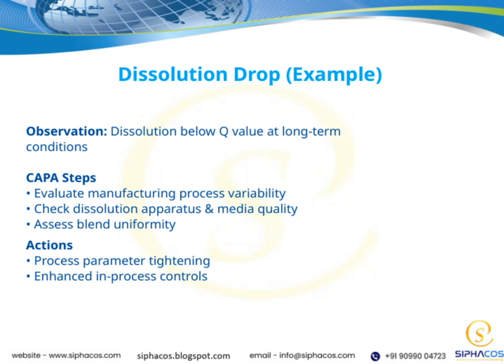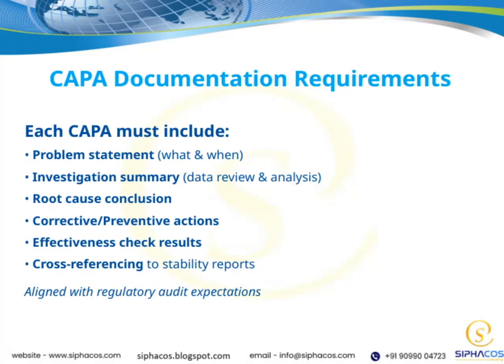These include tightening process parameters to reduce variability and enhancing in-process controls to monitor critical factors more closely. The goal here is to stabilize the process and prevent future dissolution issues, ensuring our product maintains its quality throughout its shelf life. Overall, this example highlights the importance of thorough investigation and targeted actions in maintaining product performance, especially under long-term storage conditions. Let's take a closer look at the documentation requirements for CAPA.